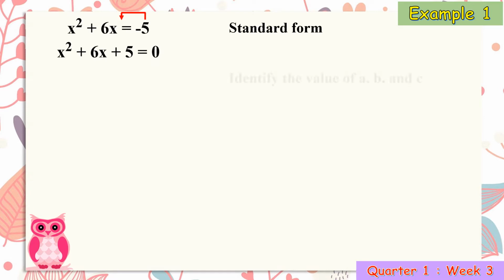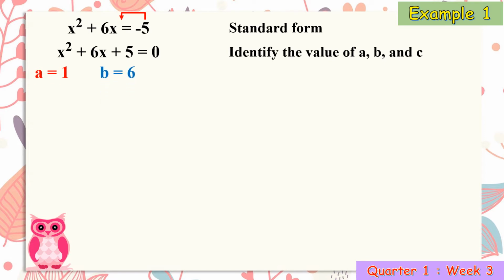Then afterwards, we can now identify the values of a, b, and c. So the value of a is 1, or positive 1. The value of b is positive 6. And the value of c is positive 5. Okay?